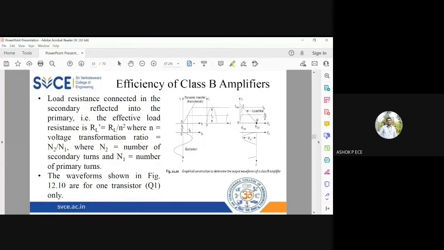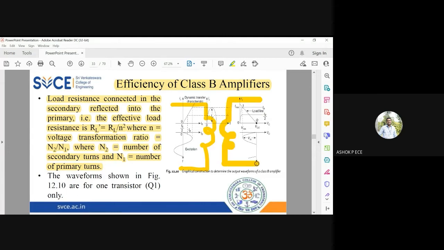And even to improve the efficiency of the class B amplifiers, you can have a transformer. As we did in the class A amplifiers, you have two transformers, one at the input side, one at the output side. The input transformer will isolate the input and the amplifier. The output transformer will ensure that the maximum power is transferred from the collector to your load.